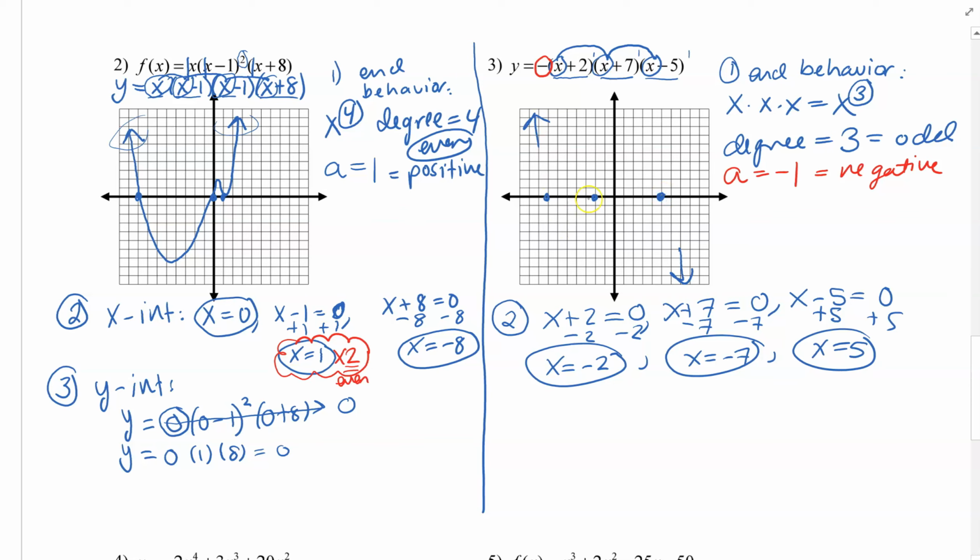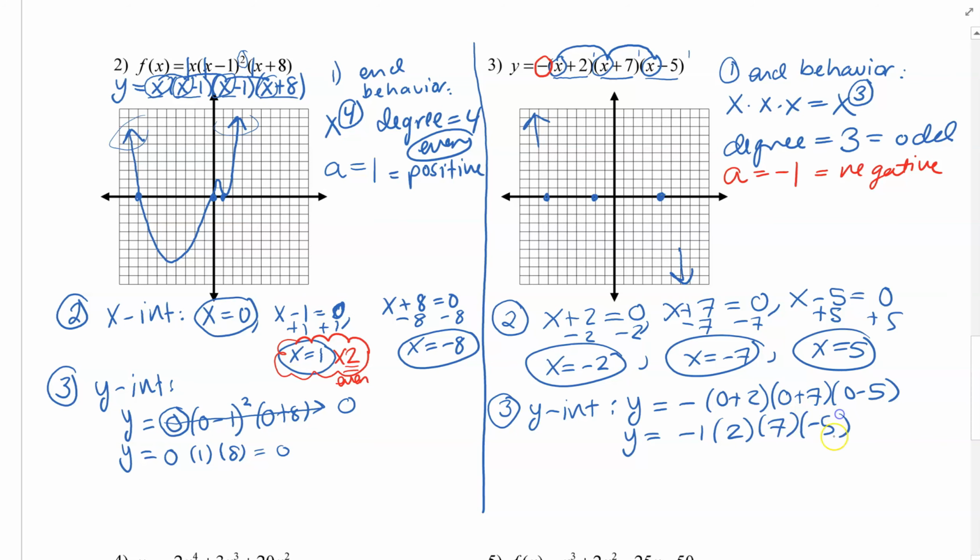And before I start connecting and bouncing around, the third thing I'm going to do, just to help keep this as accurate as possible, is go ahead and find that y-intercept. So I'm going to plug in 0 for x, and for all the x's, by the way. I'm going to multiply all of these things together. So I get -1 times 2 times 7 times -5. So these negatives will cancel, and that will be positive. This will become positive 70.